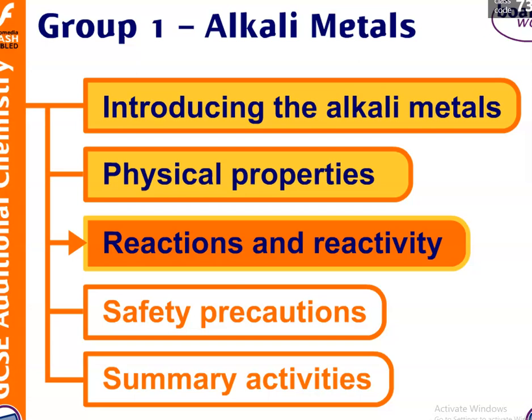Right. So in the previous video, we looked at the group 1 metals, the alkaline metals. We looked at their physical properties. We said that they are soft, they have low density, low melting and boiling point. Again, they are good conductors of what? Heat and electricity, and they are shiny.